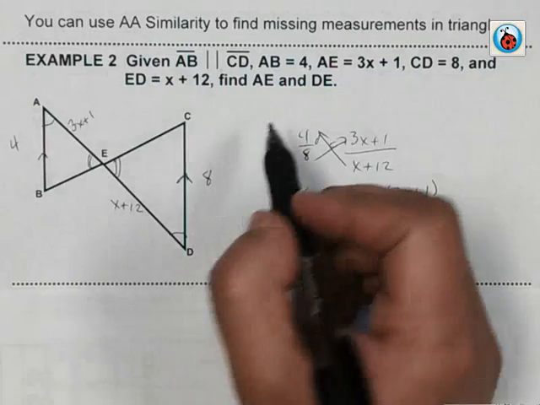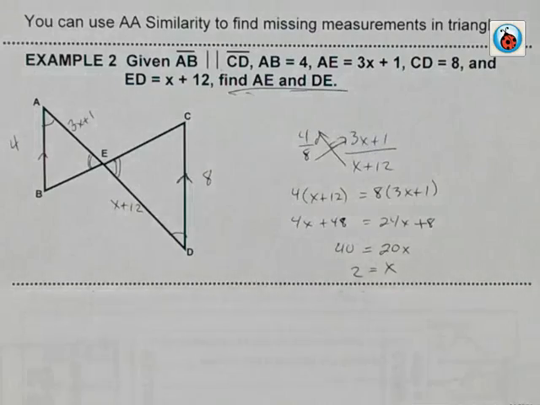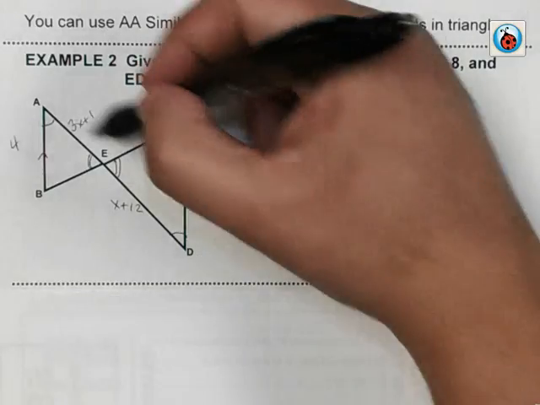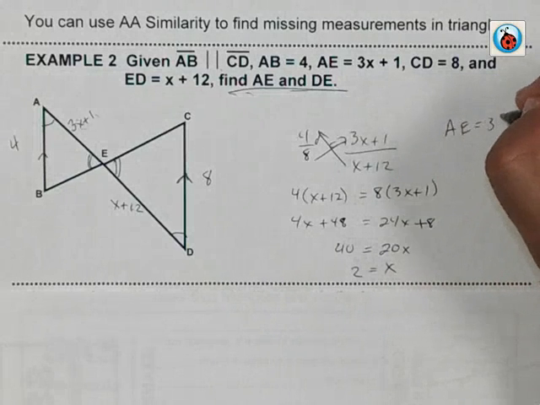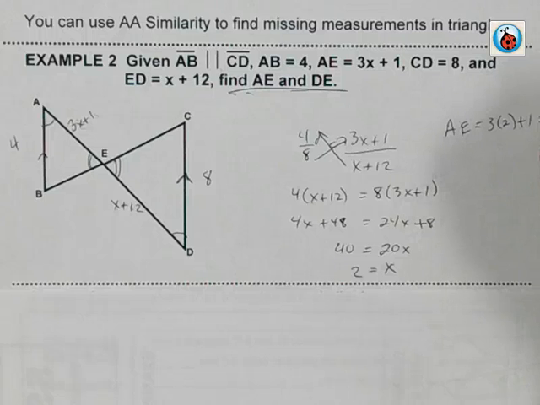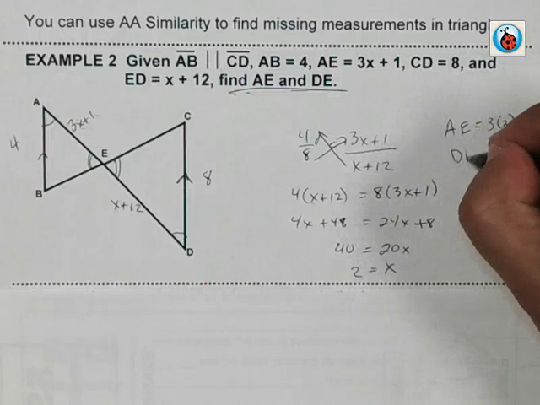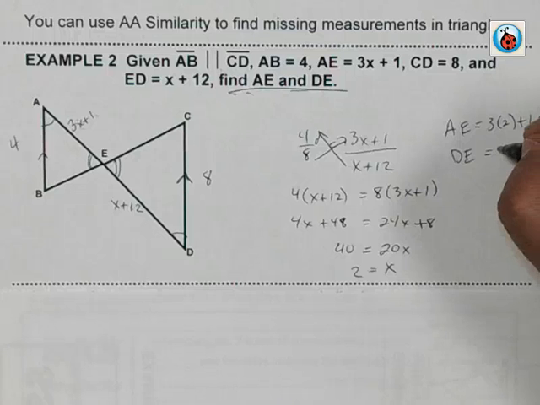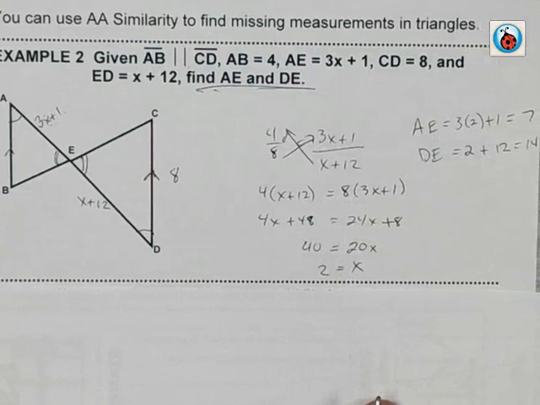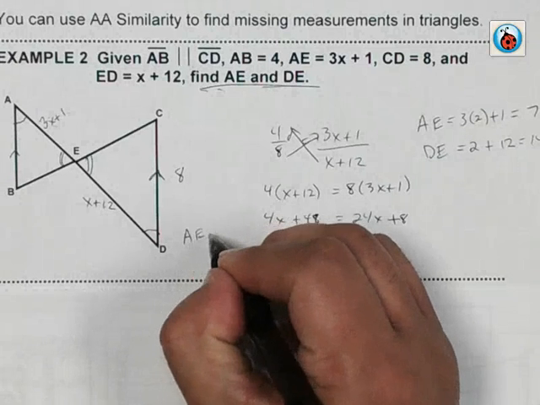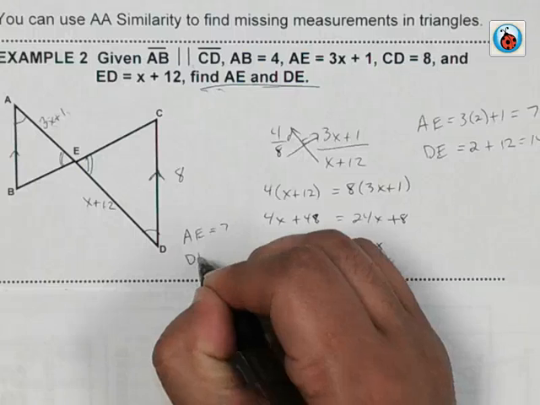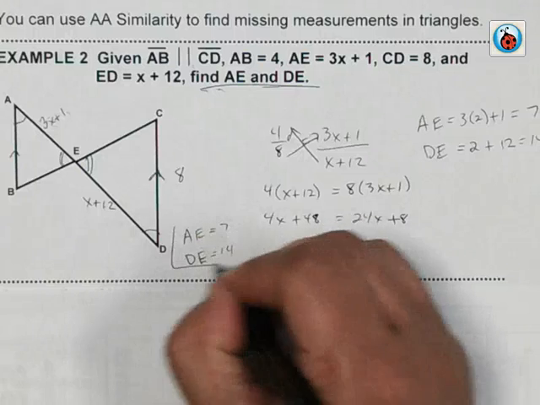But I'm not done yet, because it says find AE and DE, so I have to substitute into these two expressions. AE is 3 times 2 plus 1, which is 7, and DE is 2 plus 12, which is 14. So AE is 7, DE is 14.